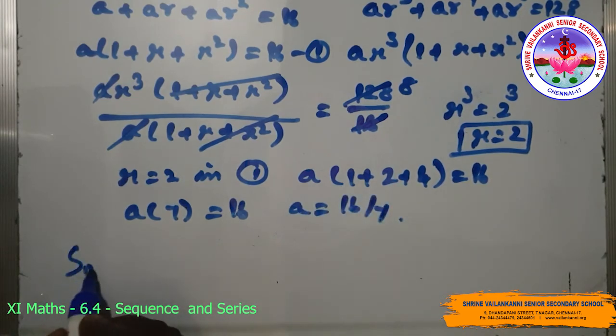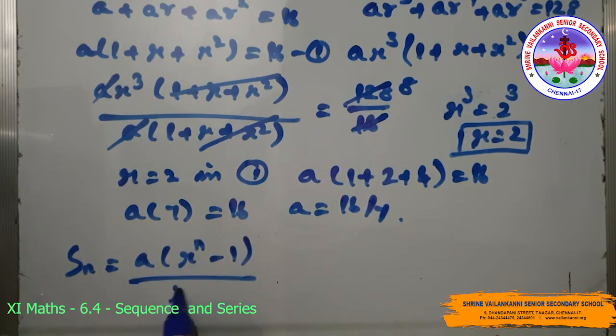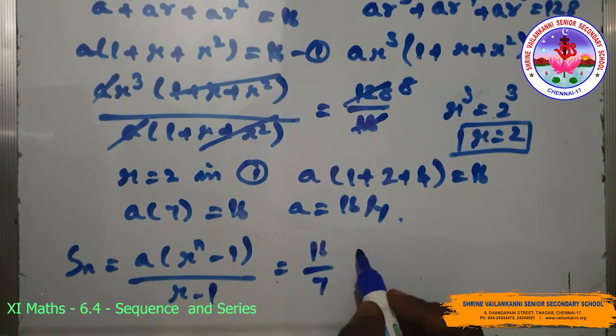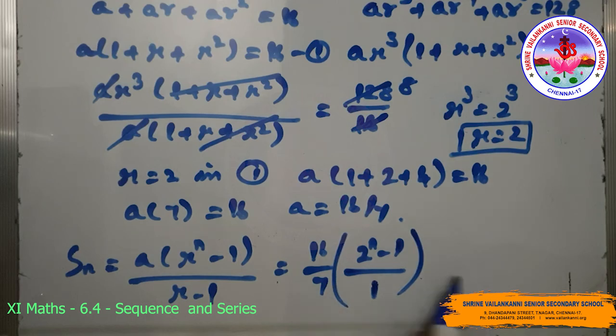Now we have to find Sn. So using the formula R power n minus 1 by R minus 1, where A is 16 by 7 and R is 2. So 2 power n minus 1 by R minus 1. So 2 minus 1 is 1. So Sn equal to 16 by 7 into 2 power n minus 1.